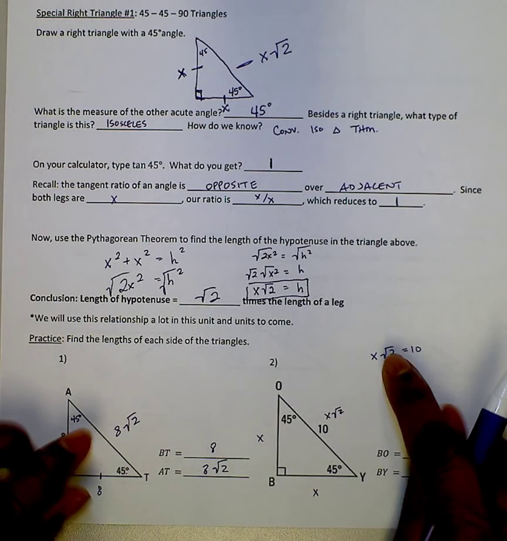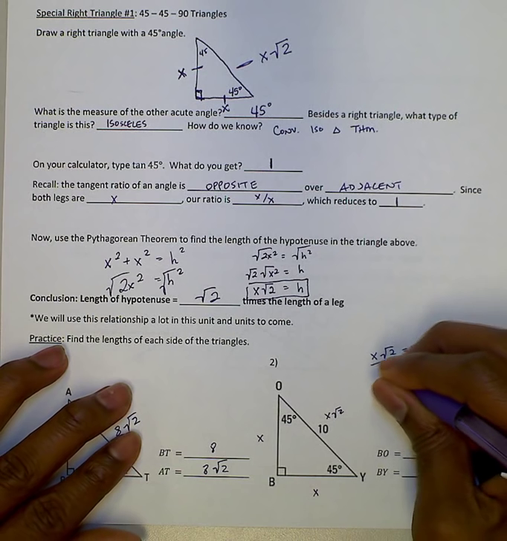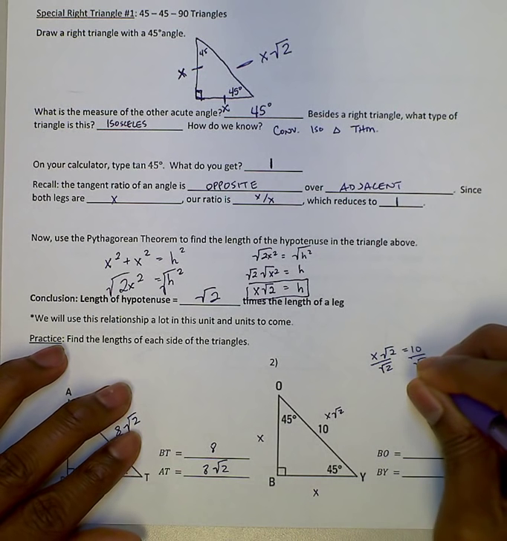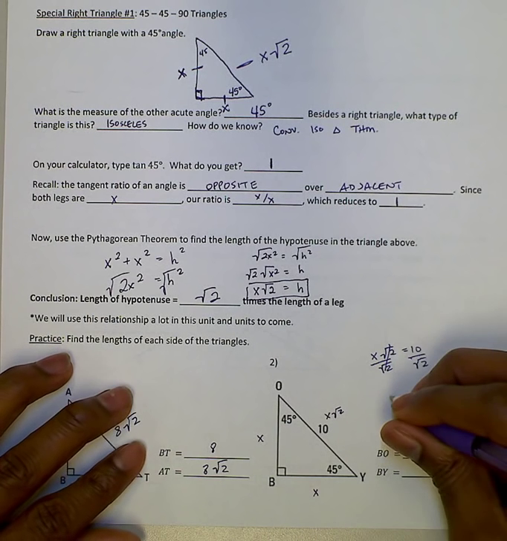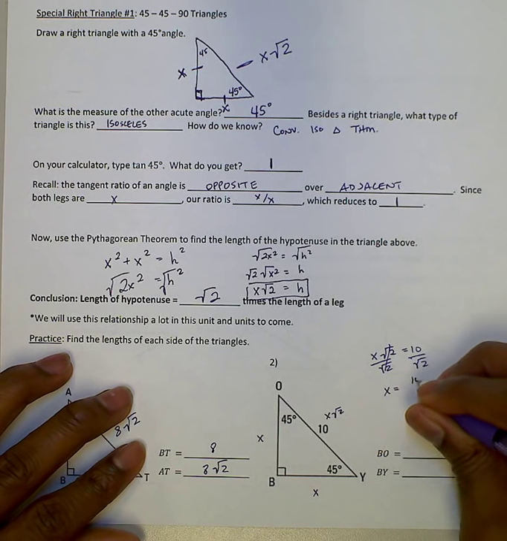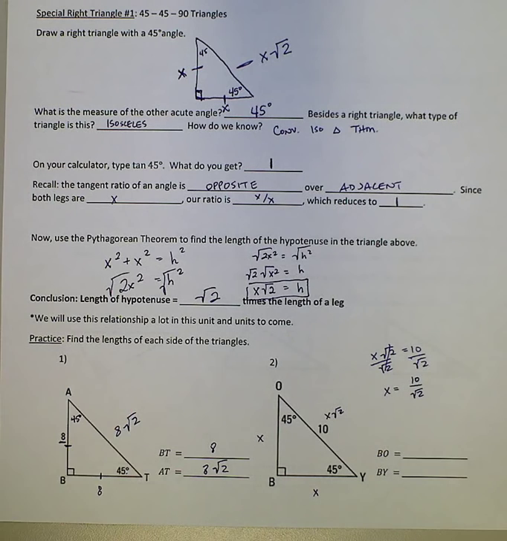Radical 2. What's radical 2 doing to x? It's multiplying. So in order to get rid of it, I have to divide by radical 2. So we have x equals 10 divided by radical 2. Which, if we were just asked to give this in decimal form, we could punch this into our calculator and figure this out now.